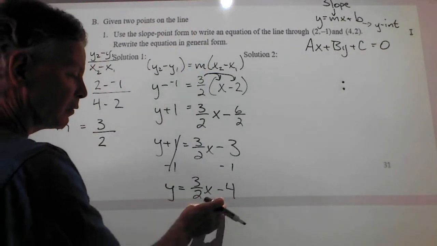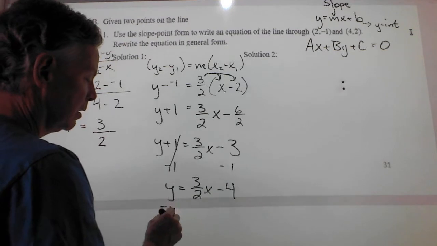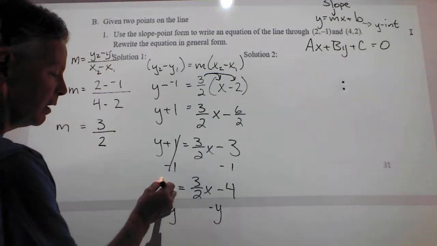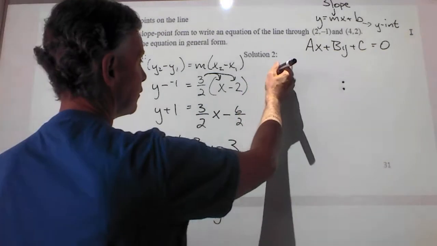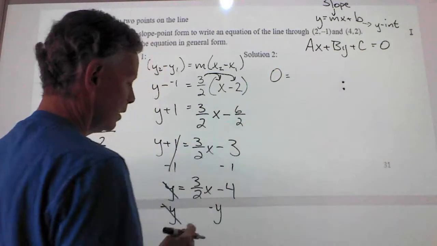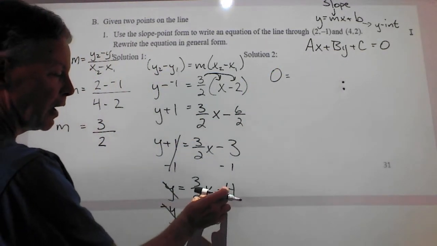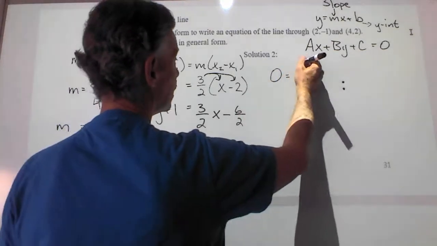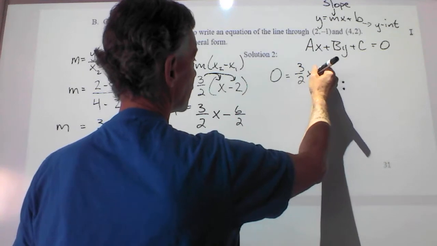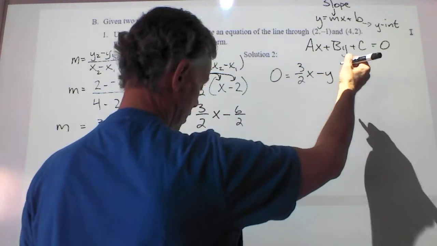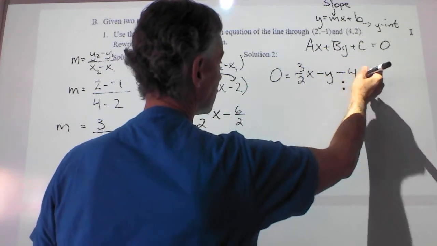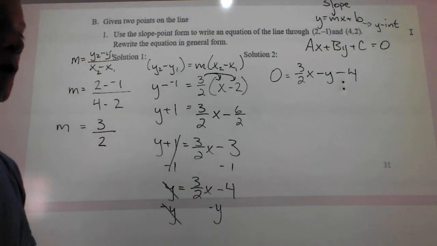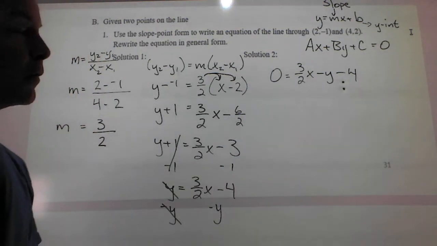We have to move this y over as well. Subtract y from both sides. I'm just going to write the answer up here. So y minus y gives us 0. This won't combine with either of these. It's not a like term, so we just write them out again. 3/2x minus y minus 4. Okay? We're not done yet. It's not in general form.